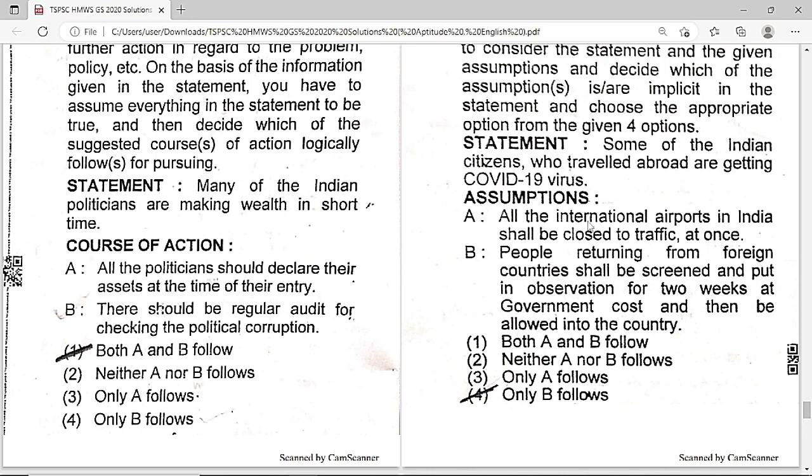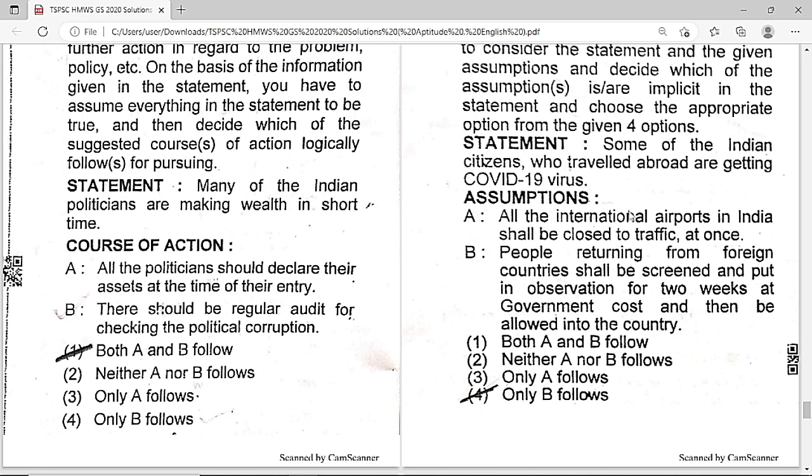Assumption A, which is all the international airports in India shall be closed to traffic at once. Statement B, people returning from foreign countries shall be screened and put in observation for 2 weeks at government cost and then allowed into the country. See, out of this A and B, which can happen? A cannot happen, only B can happen. So therefore, only B is going to get followed.